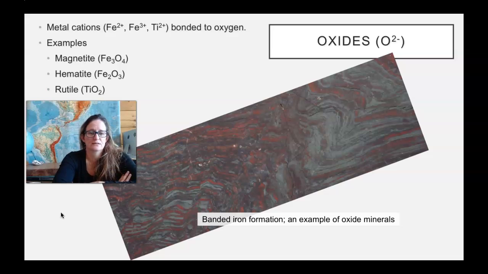The oxides have O2 as their anion, and then different cations, iron or titanium. Here's two examples, magnetite and hematite. Similar chemical formulas, but they're very different. And titanium to make the mineral rutile. Here's an example of a banded iron formation. That's what iron usually looks like in nature. It's combined with oxygen, kind of rusty looking like hematite.